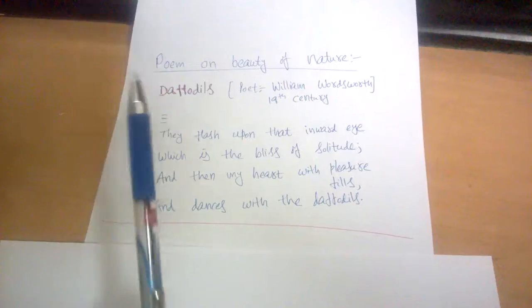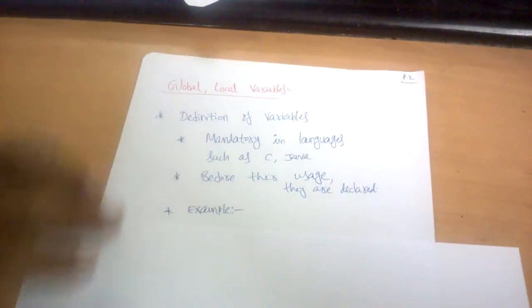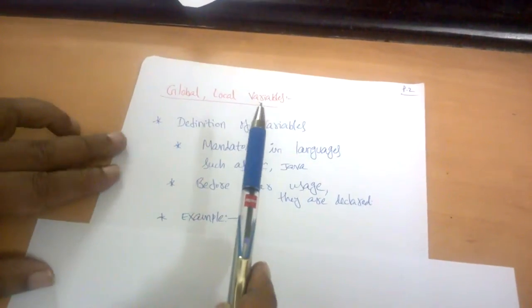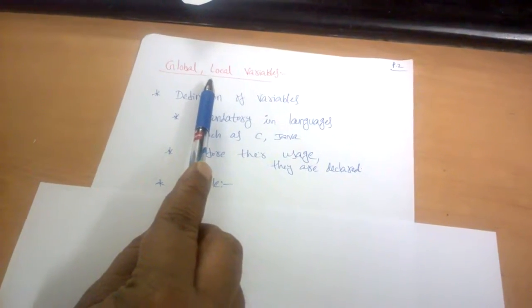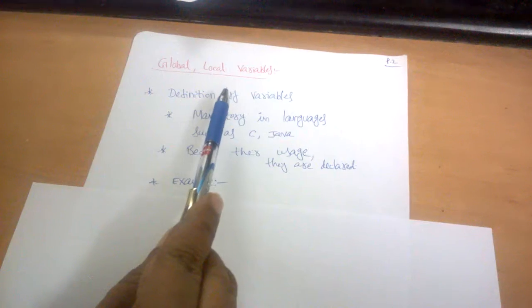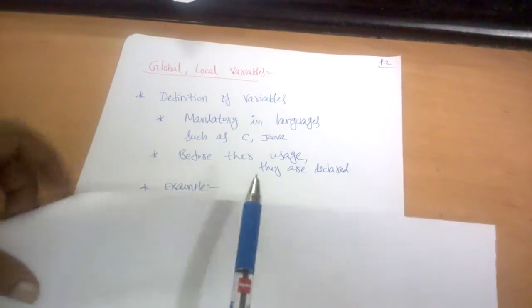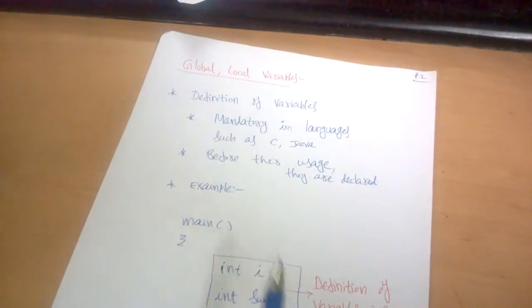Now we'll go to the topic on global and local variables. In the previous sessions, we had seen examples of various variables. We'll take a quick example here.